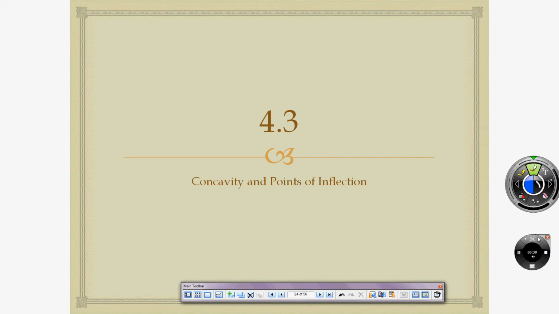So we're going to start with a definition of concavity, since that's probably a new term that you haven't heard before, and this is also going to lead us into a discussion about points of inflection.